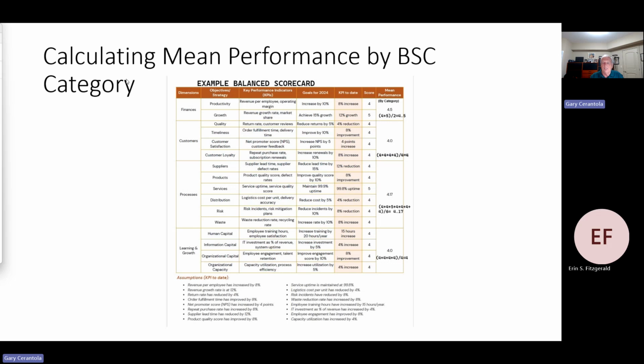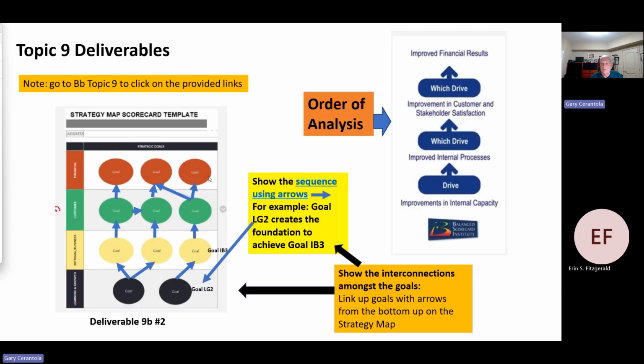That's how that works. Again, some of you didn't perform the mean performance calculation properly. It's an average of each category. You can see that the mean performance for finances was 4 + 5 divided by 2. For processes, it was all these numbers divided by 6, to give you that number. Some of you didn't do that. All right. So I want you to do that.